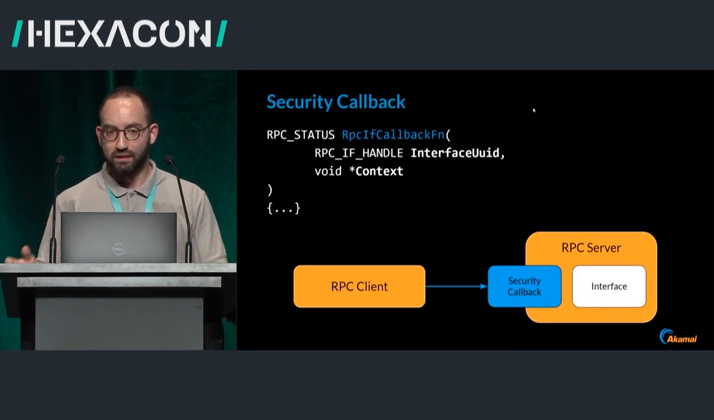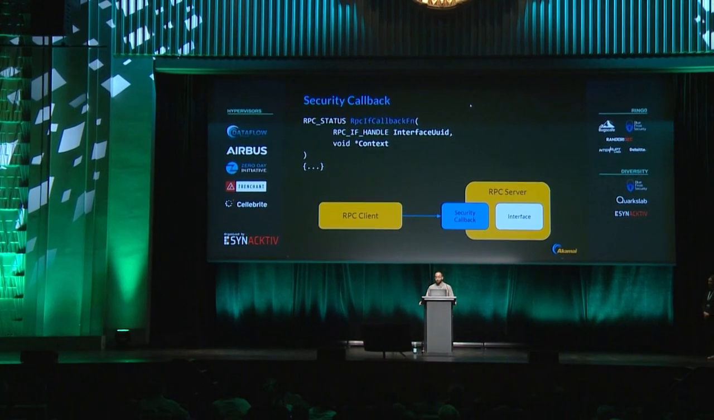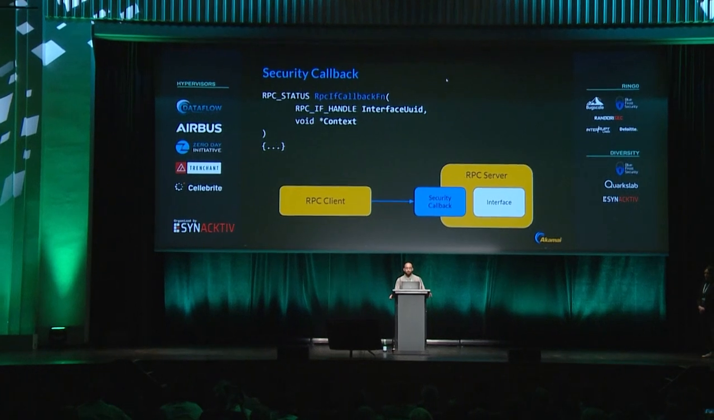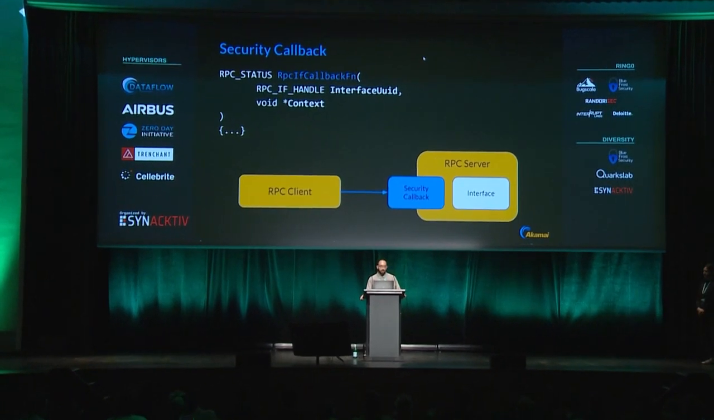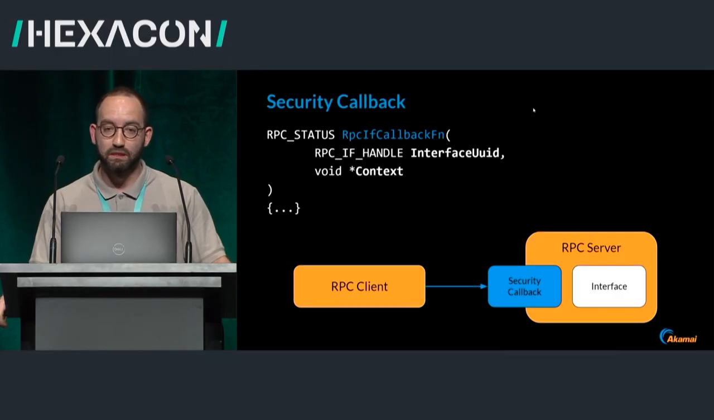The next security mechanism is the security callback, which is the mechanism we'll focus on. So the security callback is the way that RPC server developers can specify custom security logic to be triggered before any connection is made to the server.